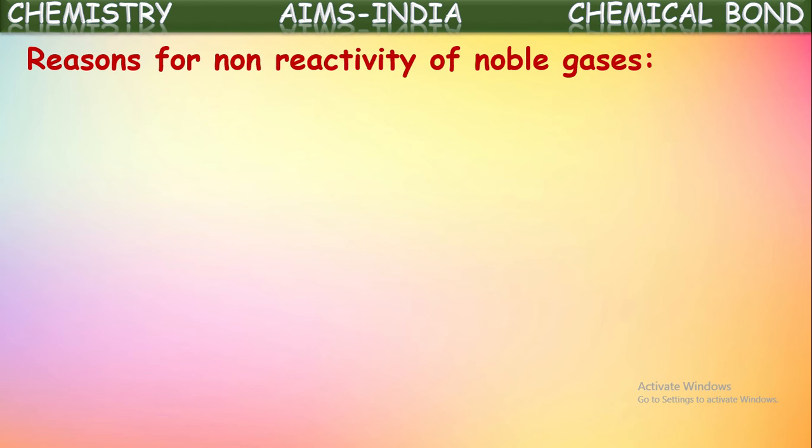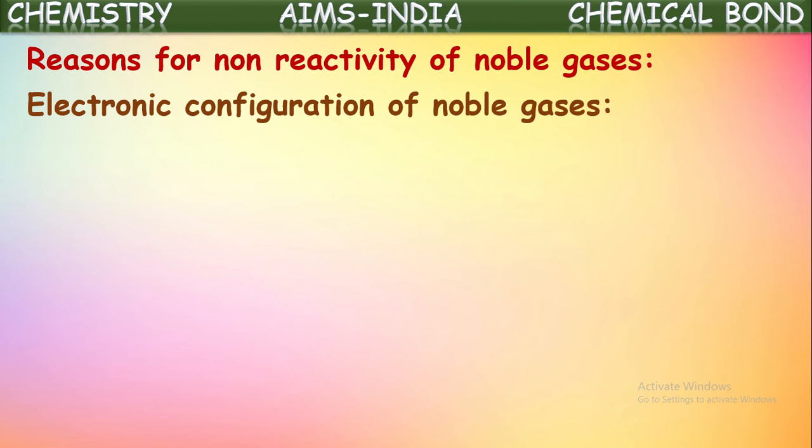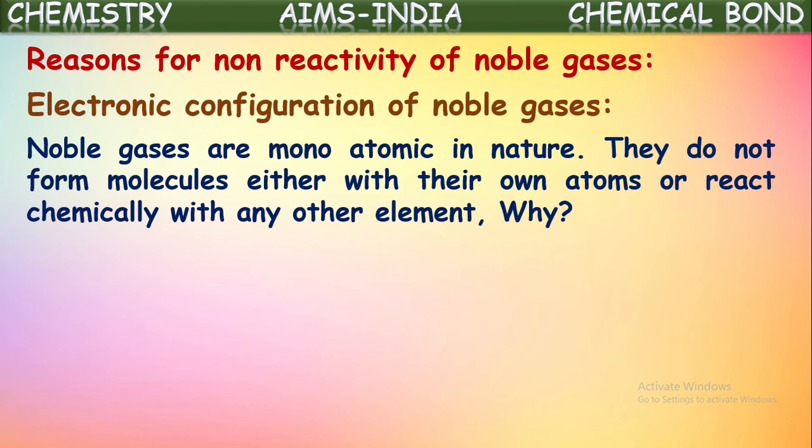Around 6 to 7 elements are there. Those elements do not combine with any other elements and do not even combine among themselves. That is why they exist in the free atomic form and all are gases. So why are these noble gases non-reactive? What is the reason for this? Let us understand that first. If you know the electronic configurations of these elements, then we can understand the reason for their non-reactivity. Noble gases are monoatomic in nature.